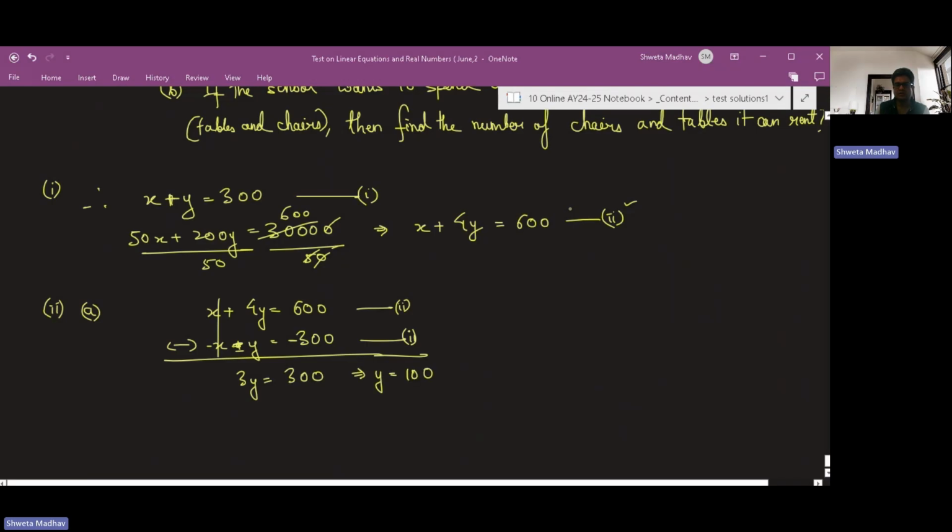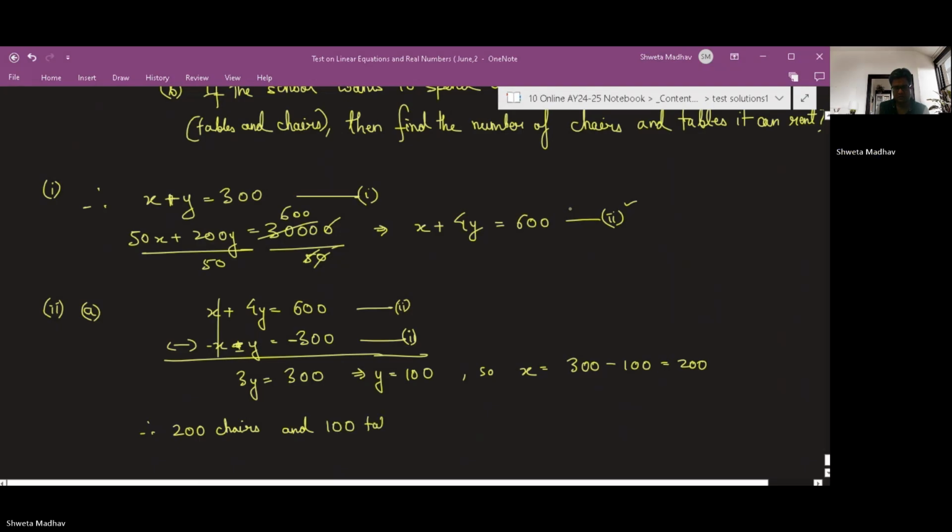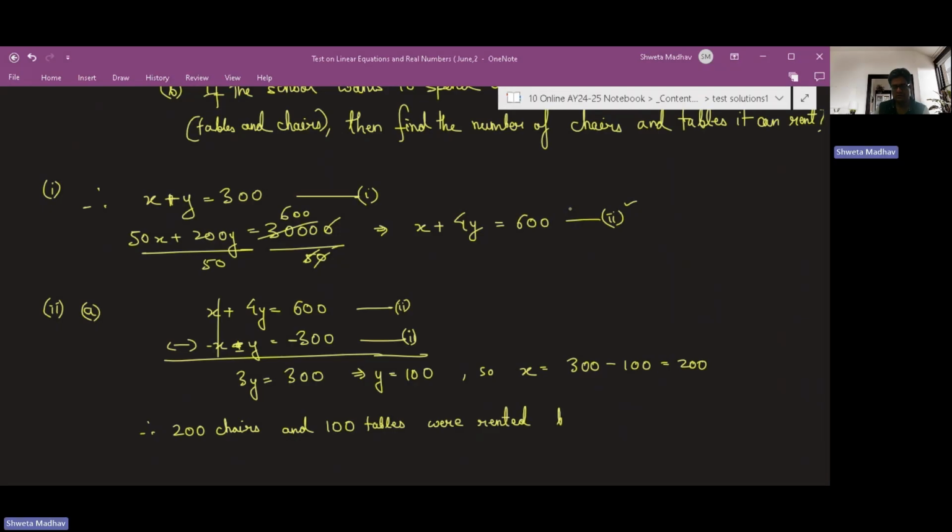So it means 100 tables will be rented. And so I can say X will be equal to 300 minus 100, so that is 200. So therefore we can say that 200 chairs and 100 tables were rented by the school.